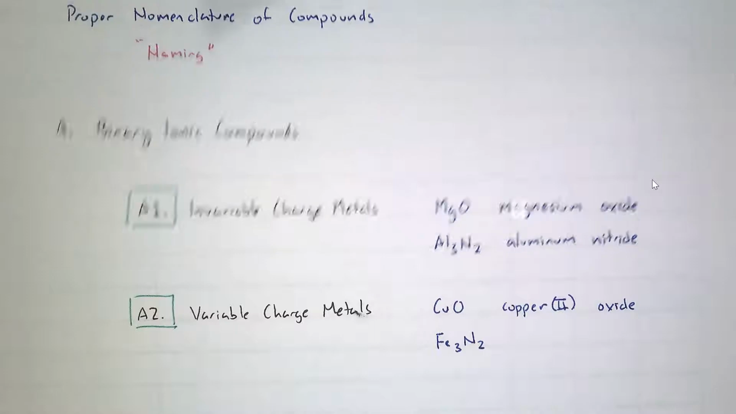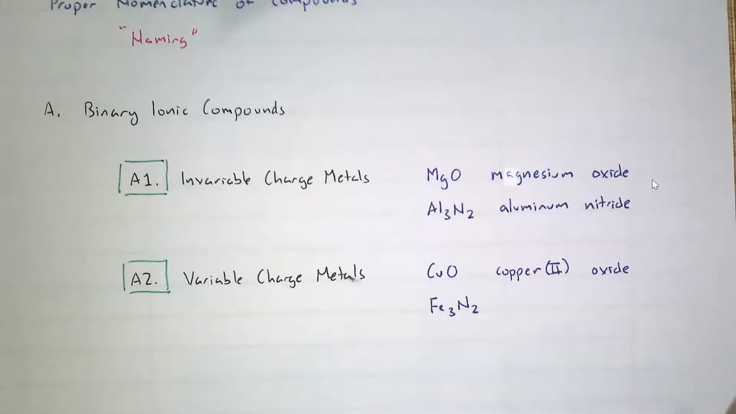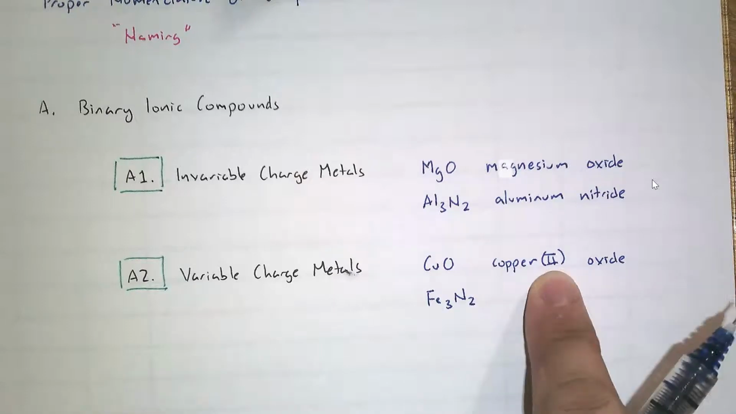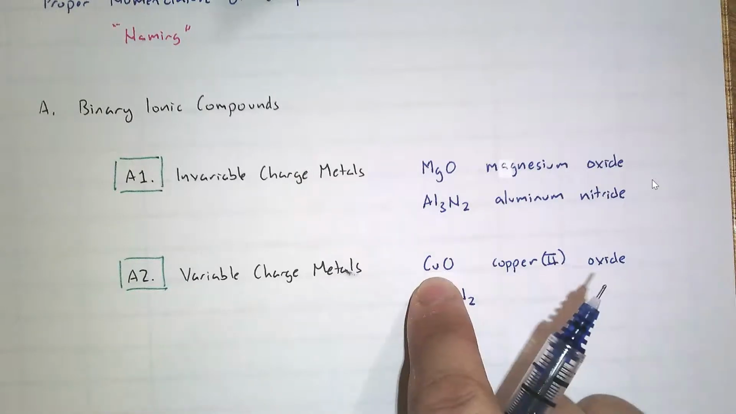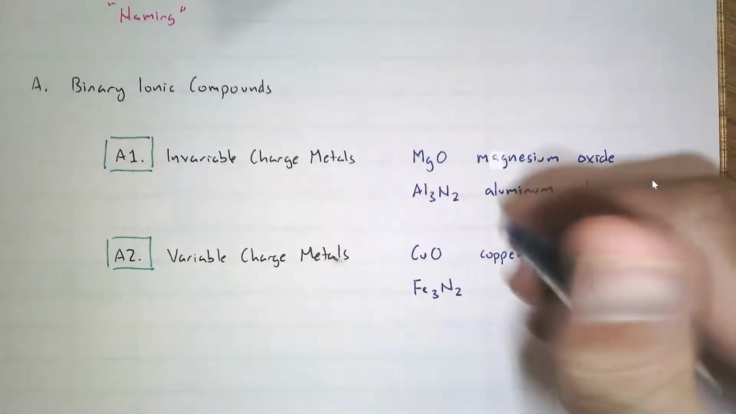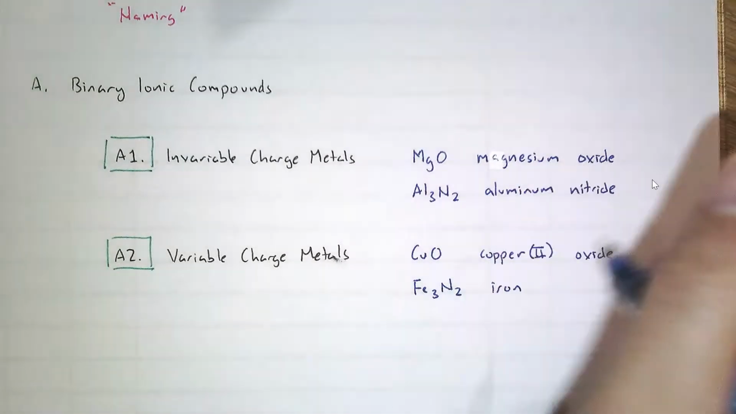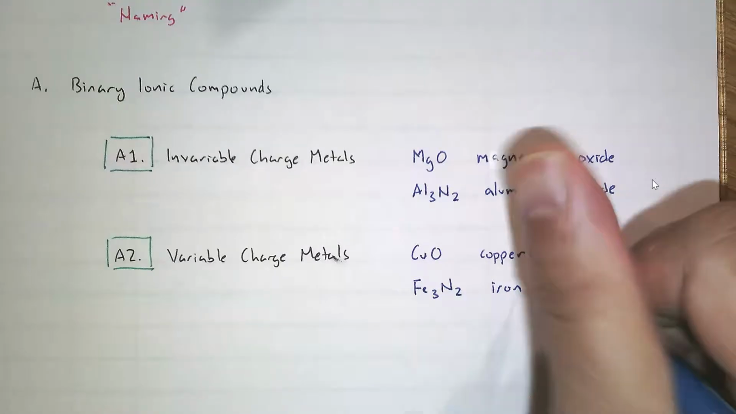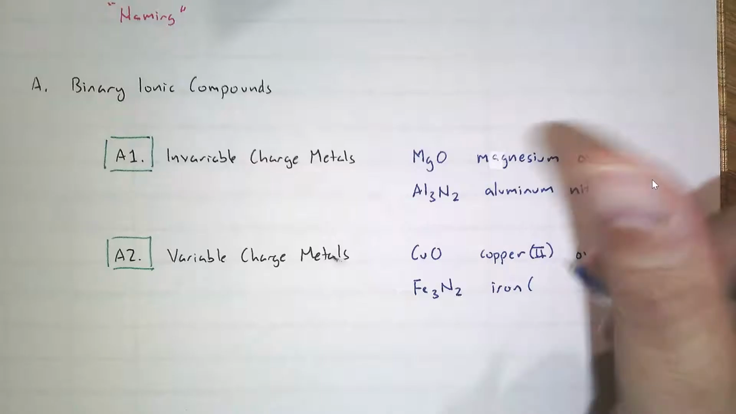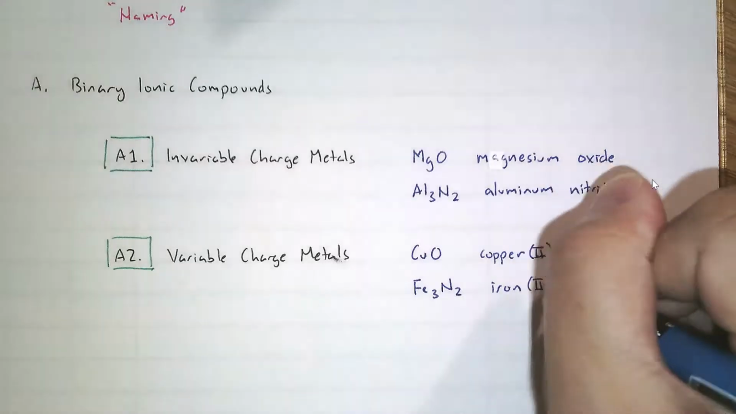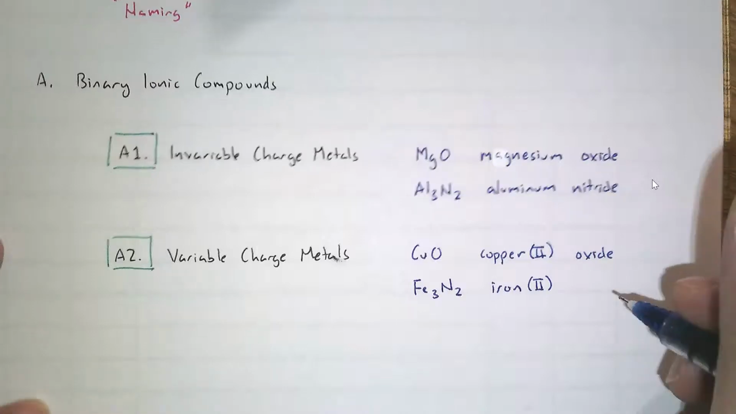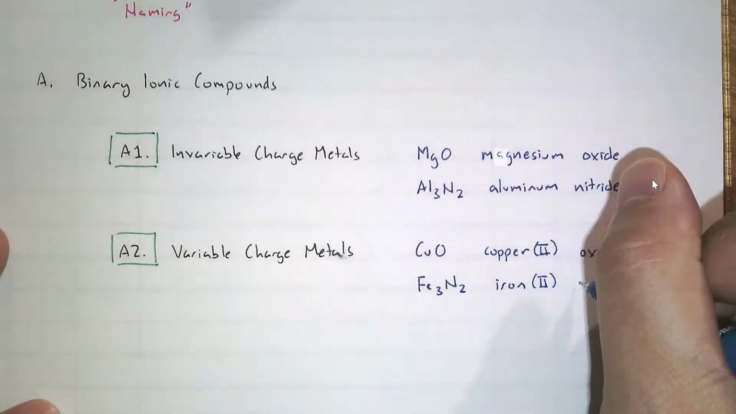Again, we're not going to get too deep into how to name these. I just want to give you some examples. But that too refers to the charge of this copper. This is copper 2 plus. Same thing with iron. Iron is a variable charge metal. Therefore, in the name, they have to give us the type of iron. And again, this is 2 charge, 2 plus, iron 2 plus, and this is nitride.